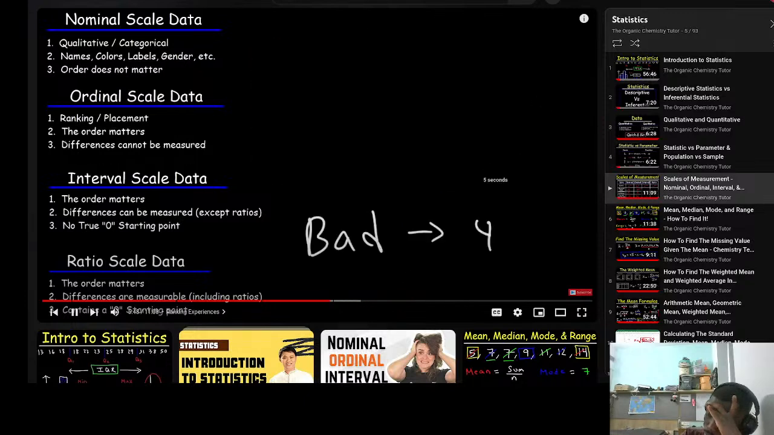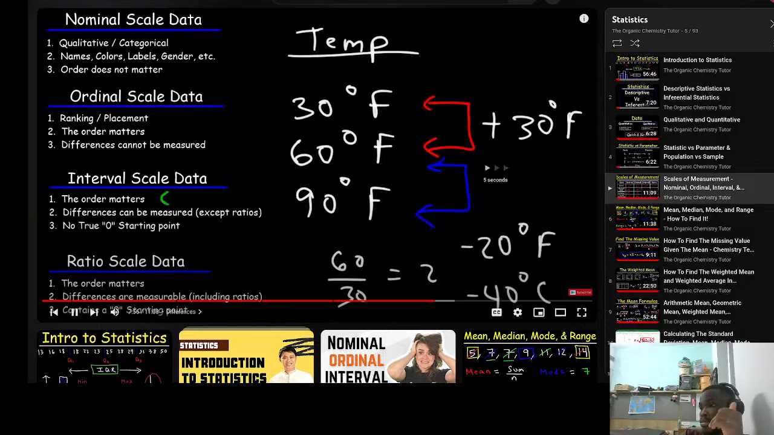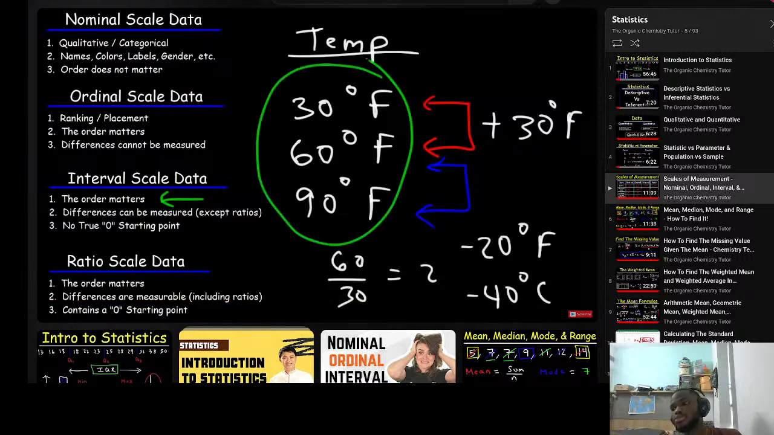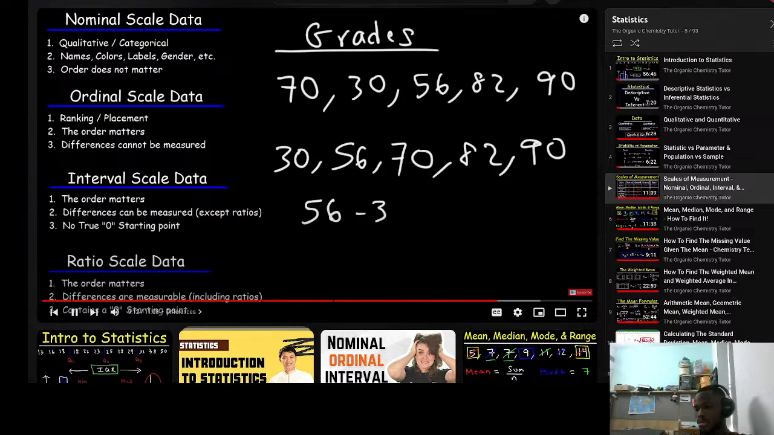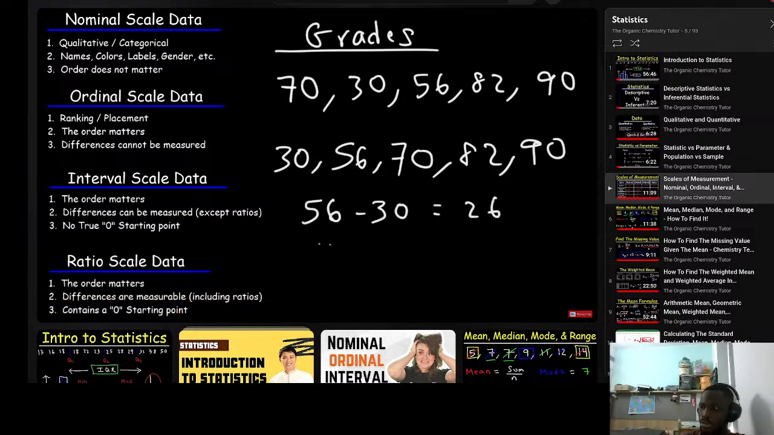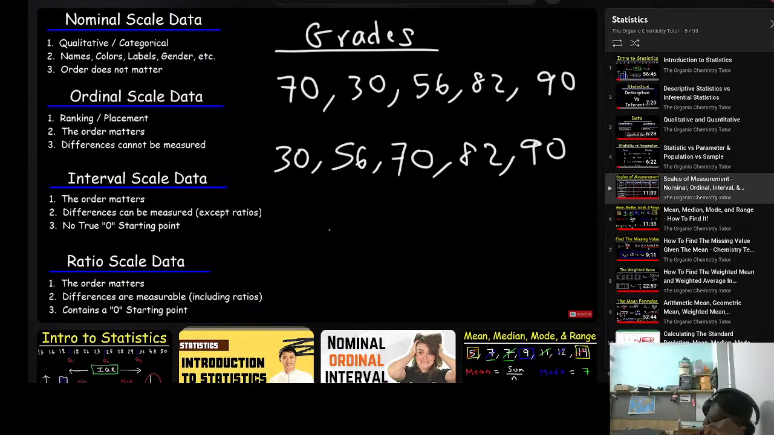This can be compared to Fahrenheit. There's no true zero. The order matters because you can place these temperature values in order. 30 is lower than 60, and 60 is lower than 90. Hence, 56 minus 30 is 26, and 70 minus 56, that's 14. So as we can see, the differences are measurable, and we could also measure the ratios. If we take 90 and divide it by 30, we get 3.